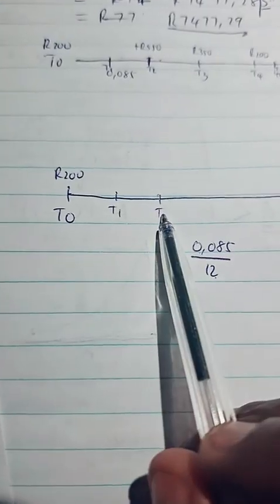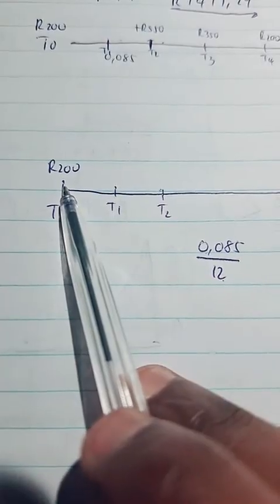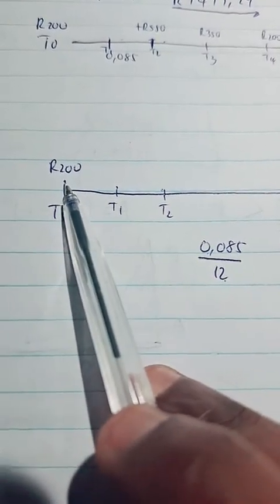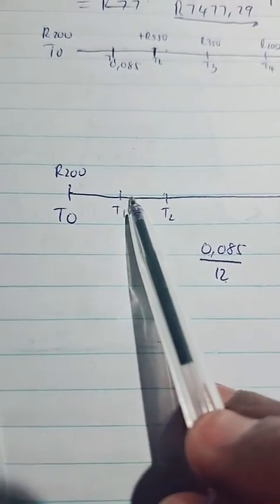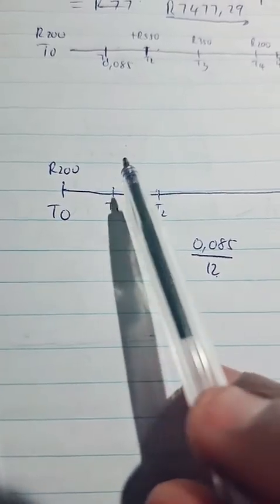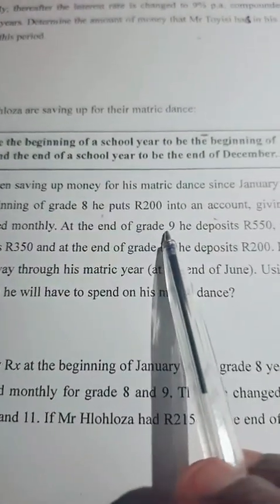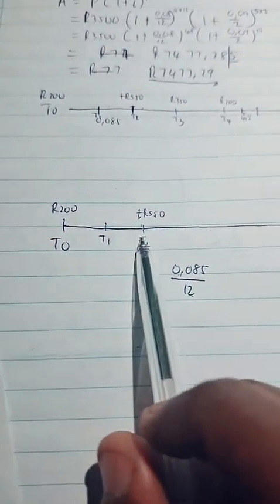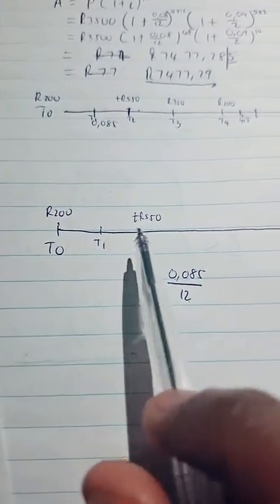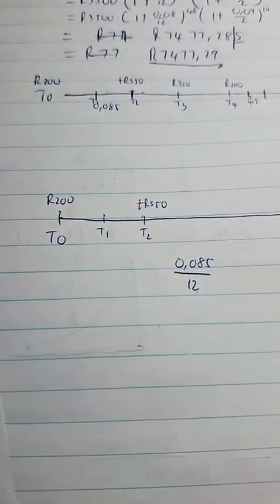I hope that makes sense, guys. I hope you understand this. This is the beginning of grade what? Grade 8. This would represent the end of grade 8, but the beginning of grade 9. But remember, they are saying here, at the end of grade 9, he deposits 550. So where are we depositing 550? We are depositing 550 at T2. I hope you are with me here, and that I'm not losing any of you.